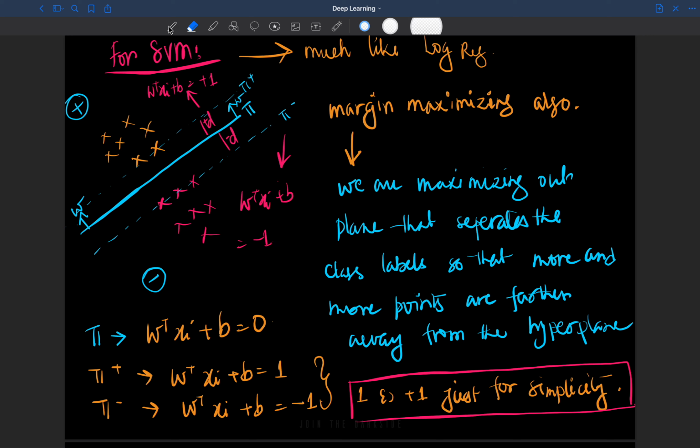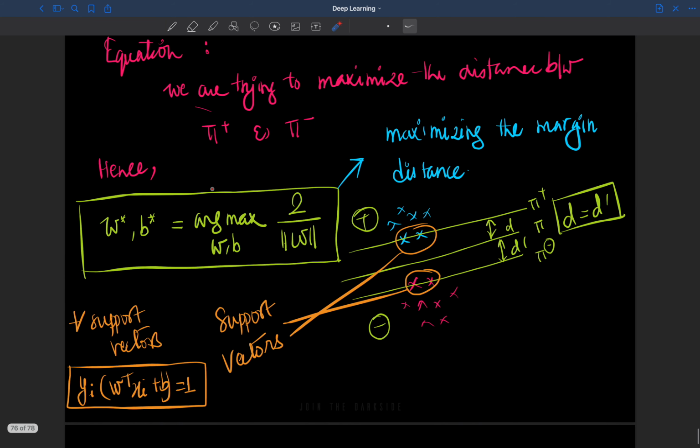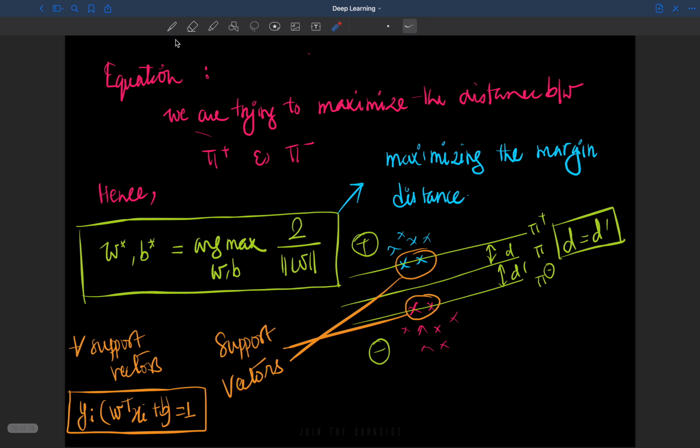Actually we are not sure about the distance, it can be anything, it can be 2, 3, 4, 5. We are just taking -1 and +1 for simplicity. And yes, this is the equation of pi plus and pi minus. So again we are trying to maximize the margin of the plane that better separates the class labels. So our SVM equation is, we are trying to find the best W and the best bias.